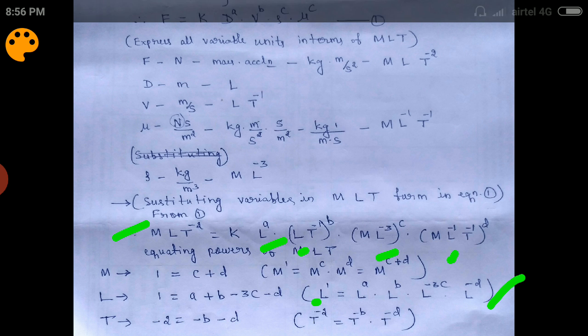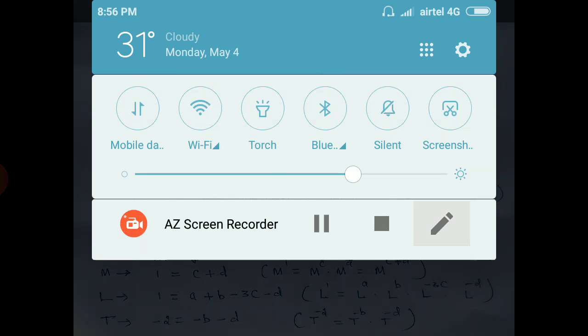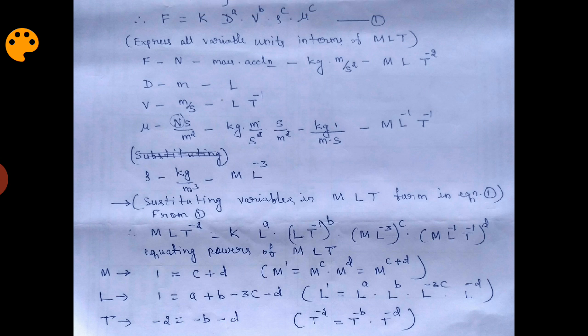Then again take the third term, which is t, and take its powers only. So minus 2 is equal to minus b minus d. How do we get this? From LHS it is t raised to minus 2, in RHS we have t raised to minus b. From here you can see t raised to minus 1 raised to b, so it will be t raised to minus b. Then from here it will be t raised to minus d. So if I only substitute powers of the t term, we get minus 2 is equal to minus b minus d.